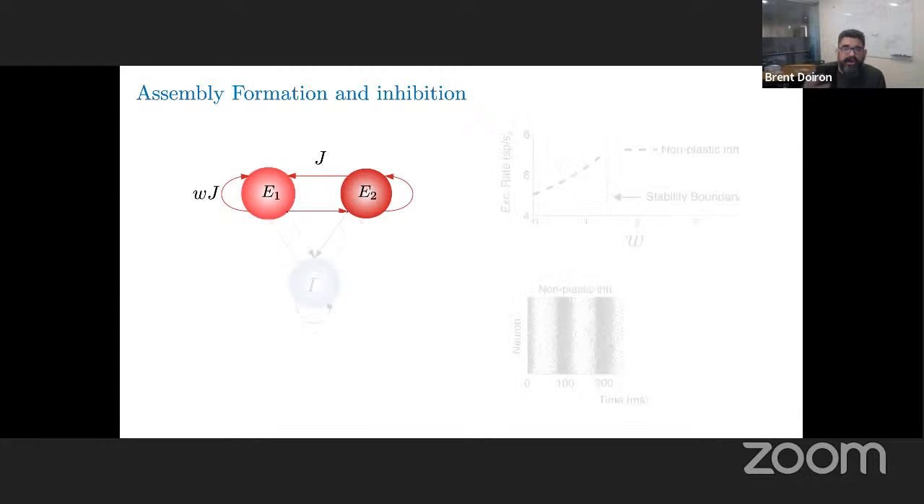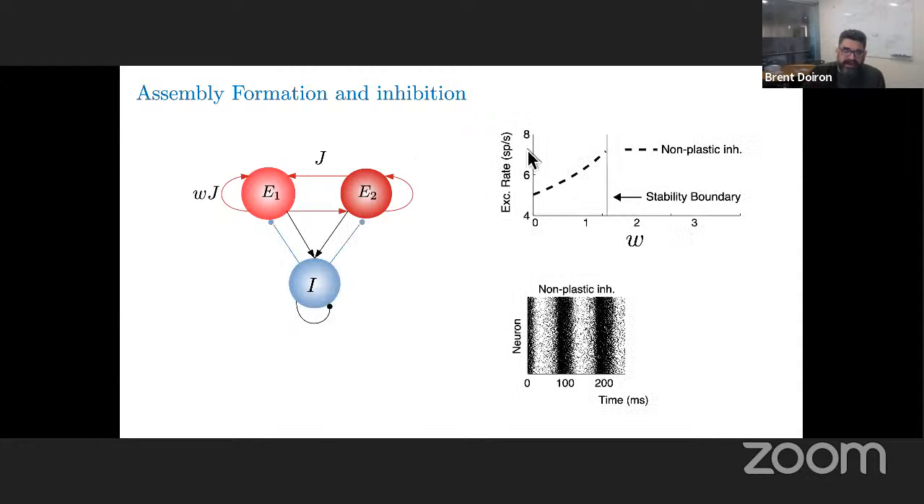It's sort of well known that if you start cranking W up here, even if you have inhibition, and if inhibition is non-plastic, so if inhibition is just a static connection here, you can increase W, strengthening the assembly further and further and further, but up to a point. And then you get to a scenario where the system's unstable and you get extremely pathologic rhythmic behavior in the system.